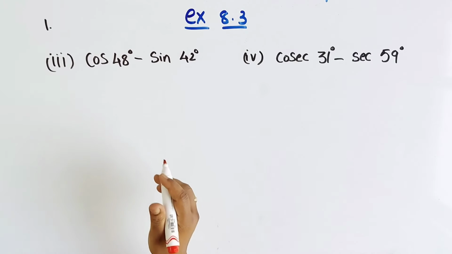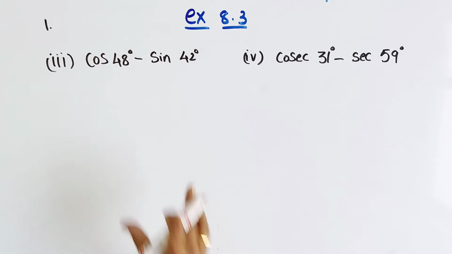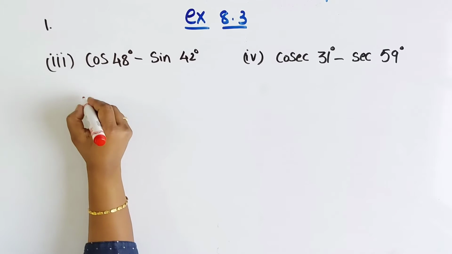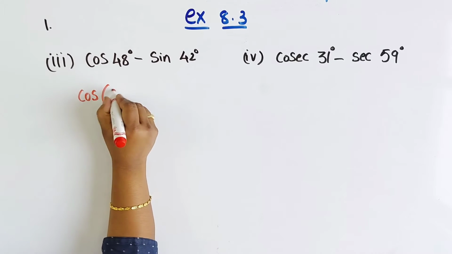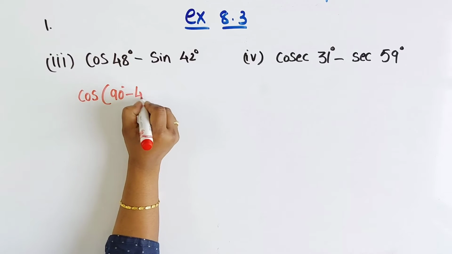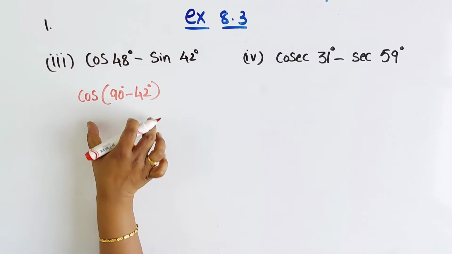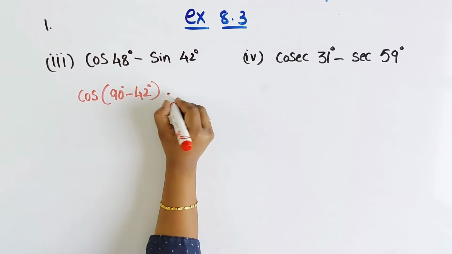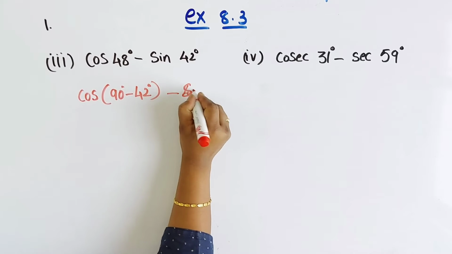Now third question, children. Cos 48 degrees minus sin 42 degrees. Here also we can apply the same formulas. Let us write cos 48 is cos 90 degrees minus 42 degrees. Correct? 90 minus 42 is 48 degrees. Can we write cos 48 equal to cos 90 minus 42? Right? Minus sin 42 as it is we can write.